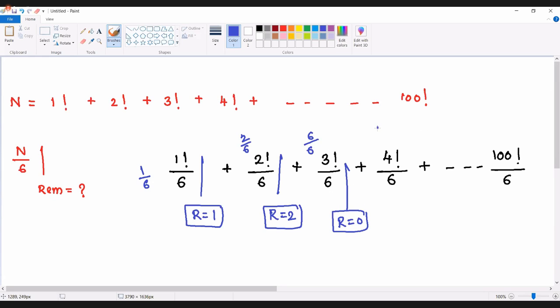After this, you need not solve. What is 4 factorial? 4 into 3 factorial by 6. We are getting remainder 0 here. 0 into any number is 0. All of them are going to give remainders as 0.